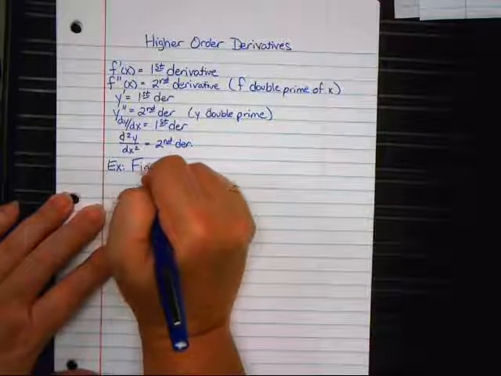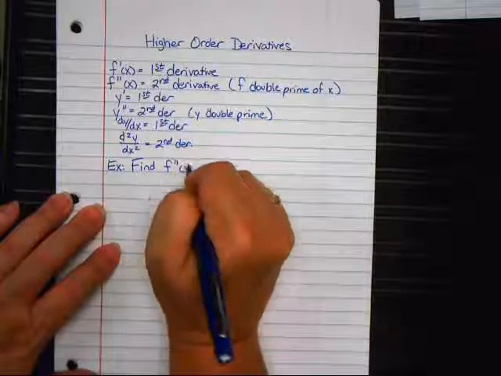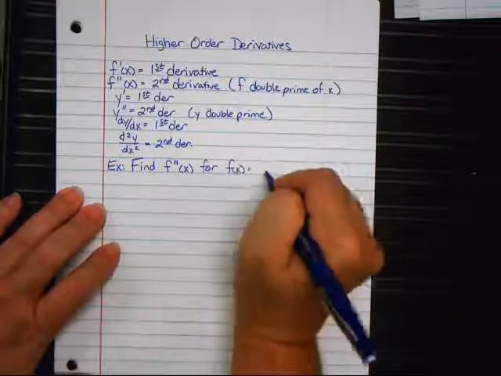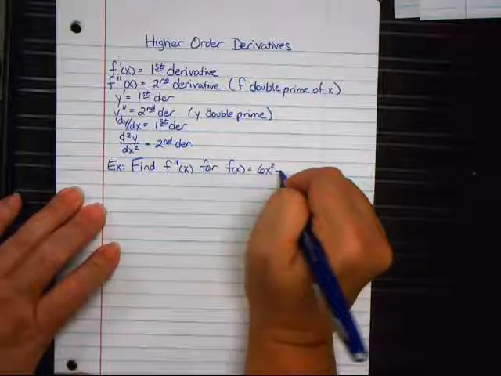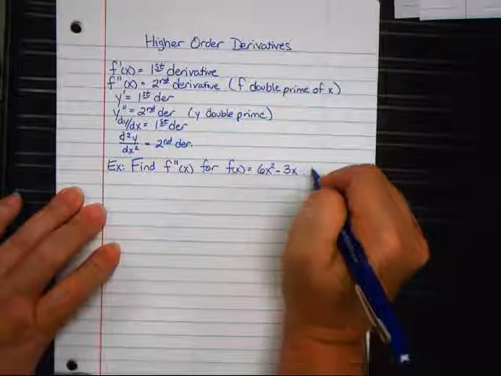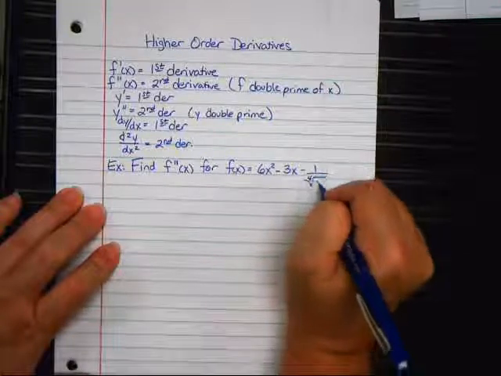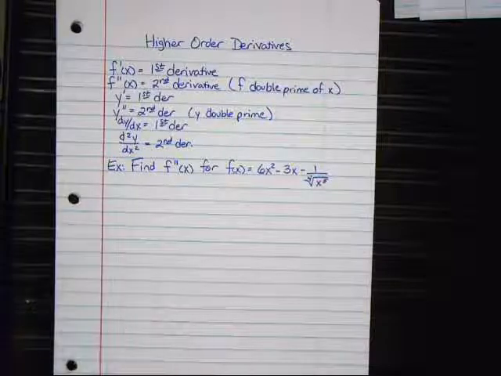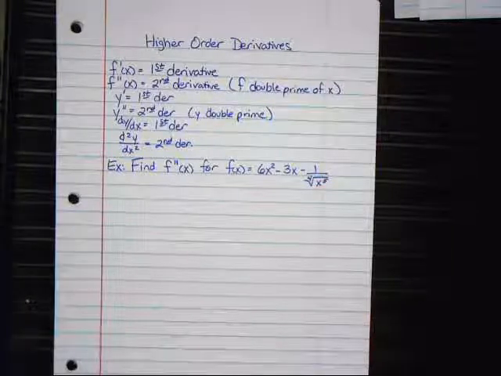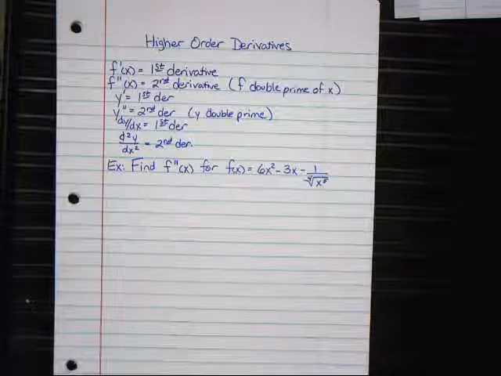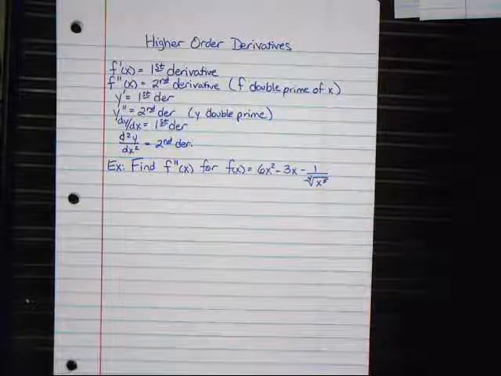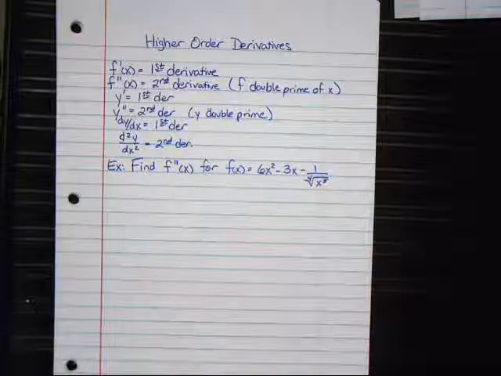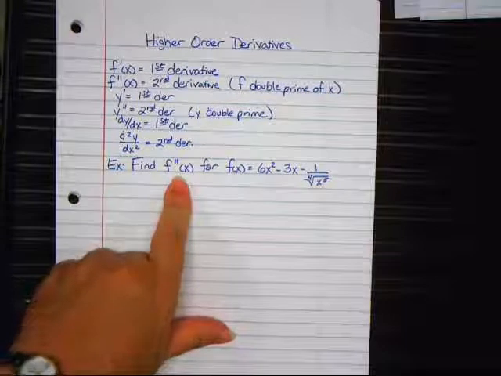All right, here is the question I'm going to ask you. Find f double prime of x for f of x equals 6x squared minus 3x minus 1 over the fourth root of x to the fifth power. Okay, this means I've got to take the derivative twice.